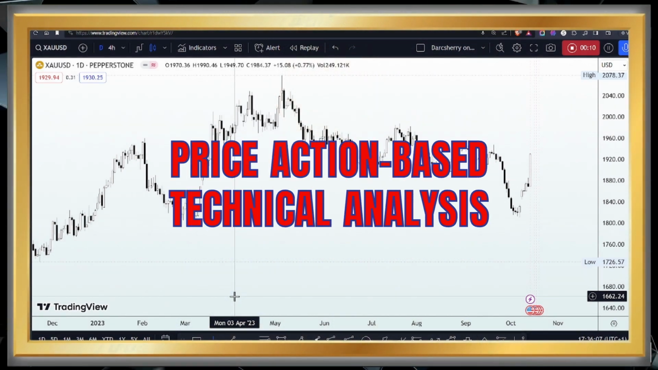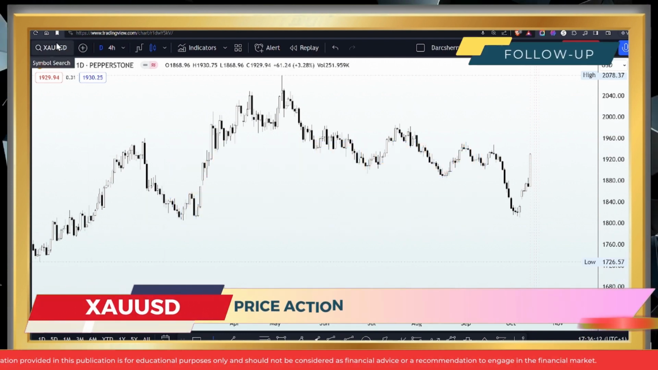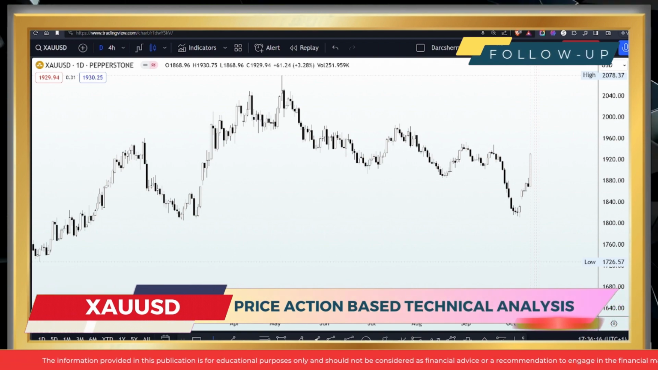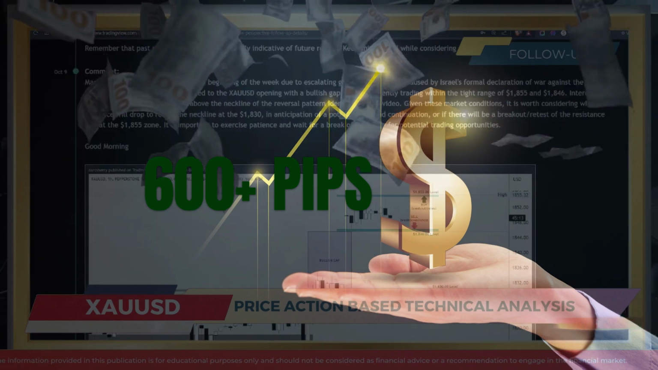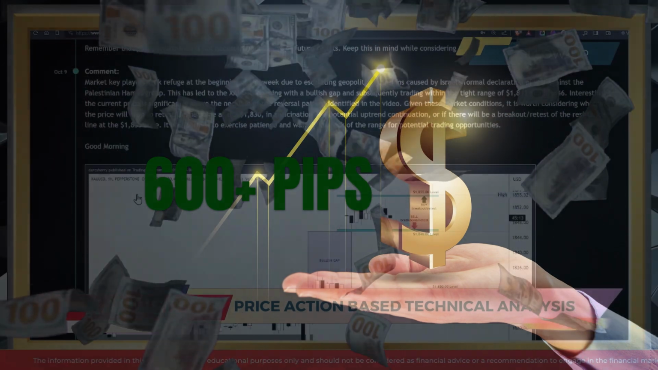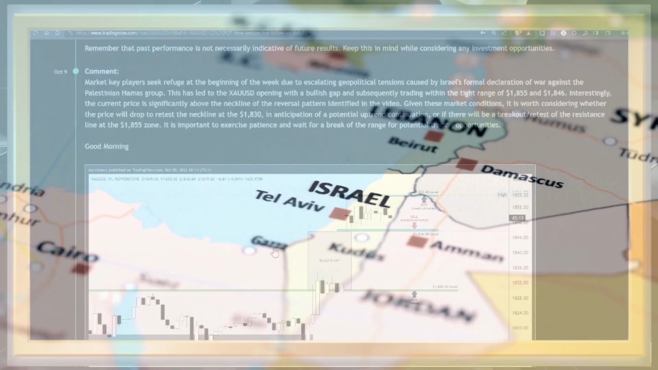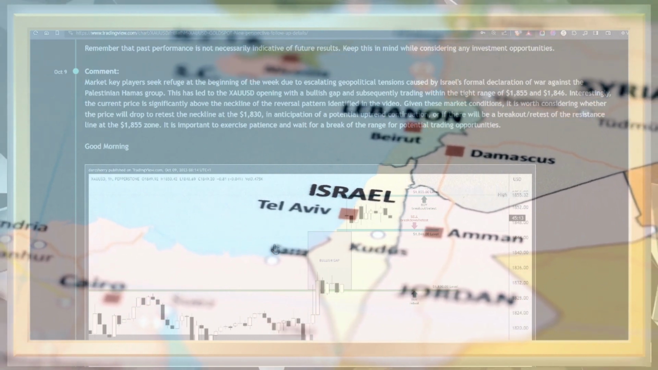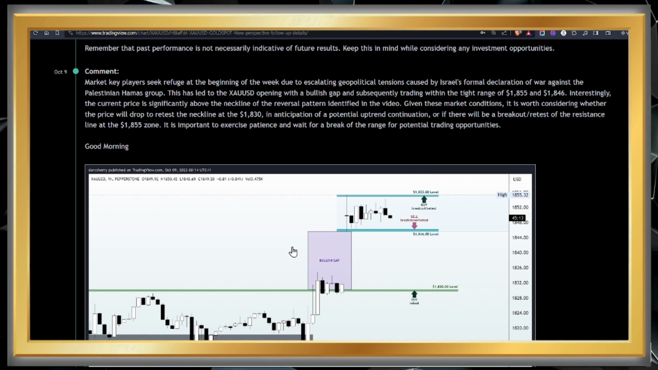Today, we will be doing a follow up on the XAUUSD chart. And remember, our previous trading setup resulted in a remarkable gain of over 600 pips. In fact, gold price rallied on increasing geopolitical tensions in the Middle East and hopes that the Federal Reserve will not be raising interest rates any further this year.